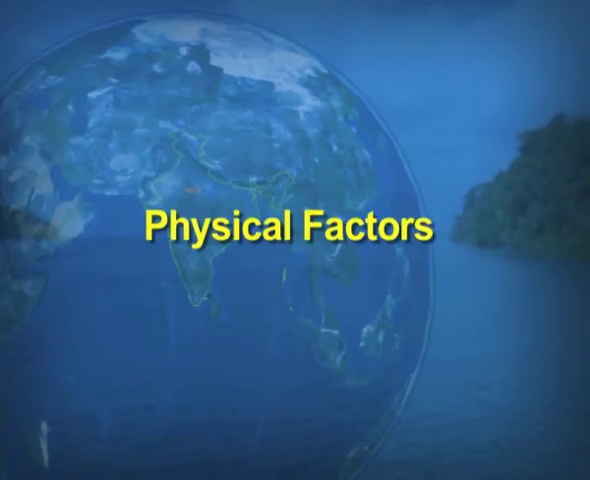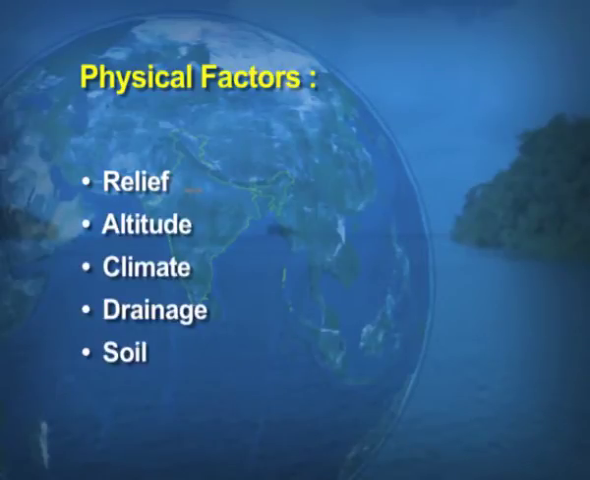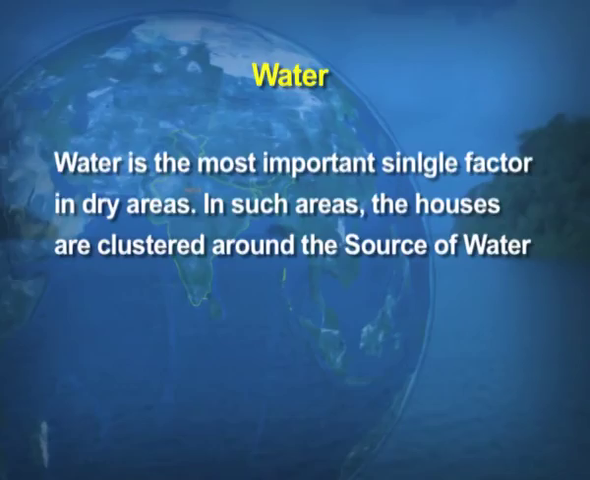Under physical factors, relief, altitude, climate, drainage and the type of soil. These are very important features which play an important role in determining the type and spacing of the settlements. Water is the most important single factor in the dry areas. In such areas, the houses are clustered around the source of water.